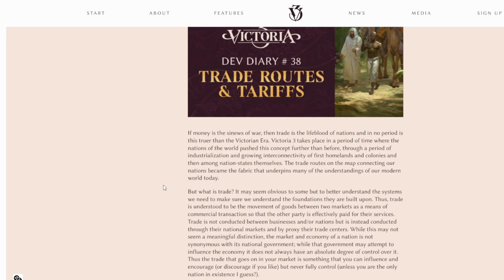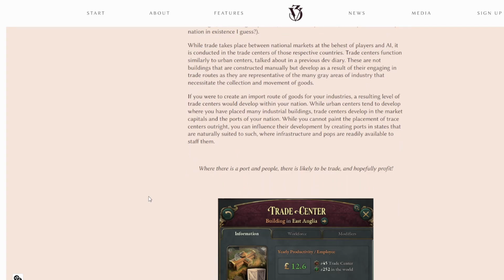While that government may attempt to influence the economy, it does not always have an absolute degree of control over it. Thus, the trade that goes on in your market is something that you can influence and encourage, or discourage if you like, but never fully control, unless you are the only nation in existence, I guess. While trade takes place between national markets at the behest of players and AI, it is conducted in the trade centers of those respective countries.